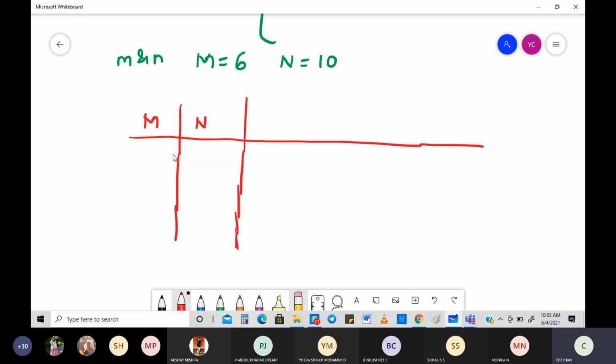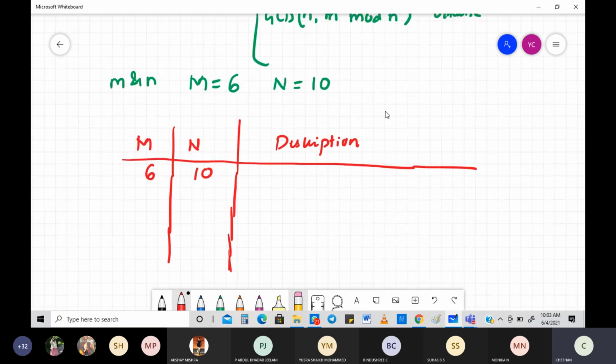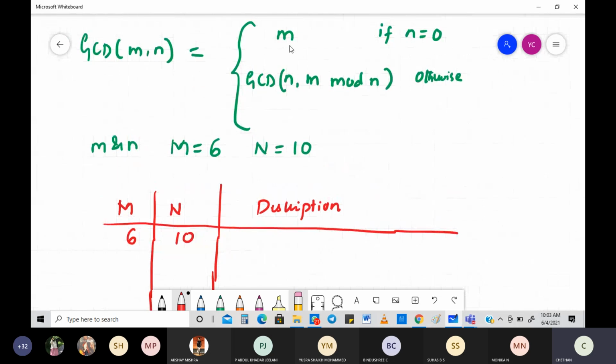What is the value of m? 6. What is the value of n? 10. And here you can write probably a description or something like that. What we write here becomes very important. So is n equal to 0? Where is the equation? The equation is right on the top. If n is equal to 0, we give back m itself as the GCD. Is n equal to 0? No. So obviously I need to do the second one. What is the second one?